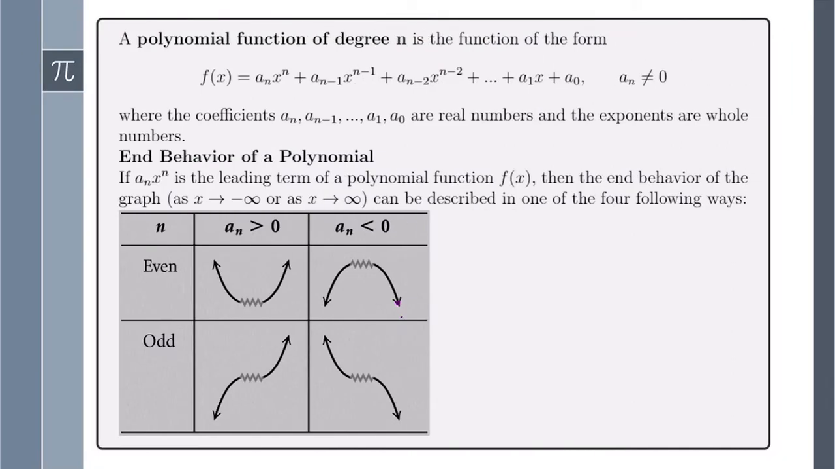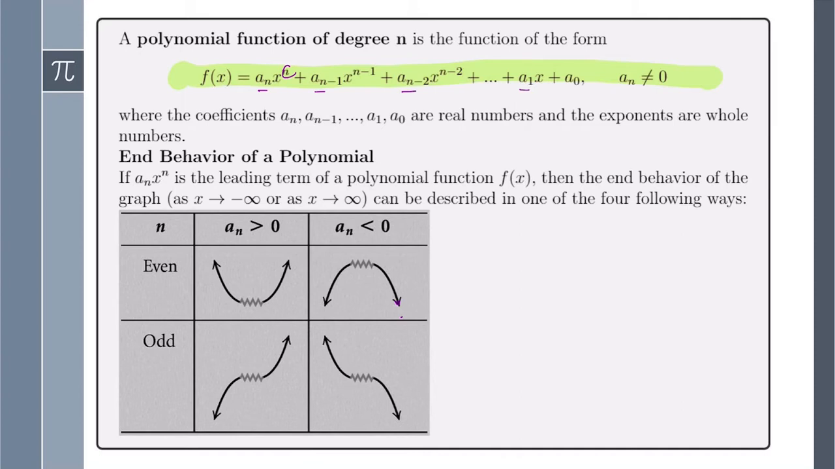So we saw in the previous video the definition of a polynomial function. Any function written in this form right here is a polynomial function where the coefficients are real numbers and the exponents are whole numbers. The largest, or the highest, exponent in the function is the degree of the polynomial.